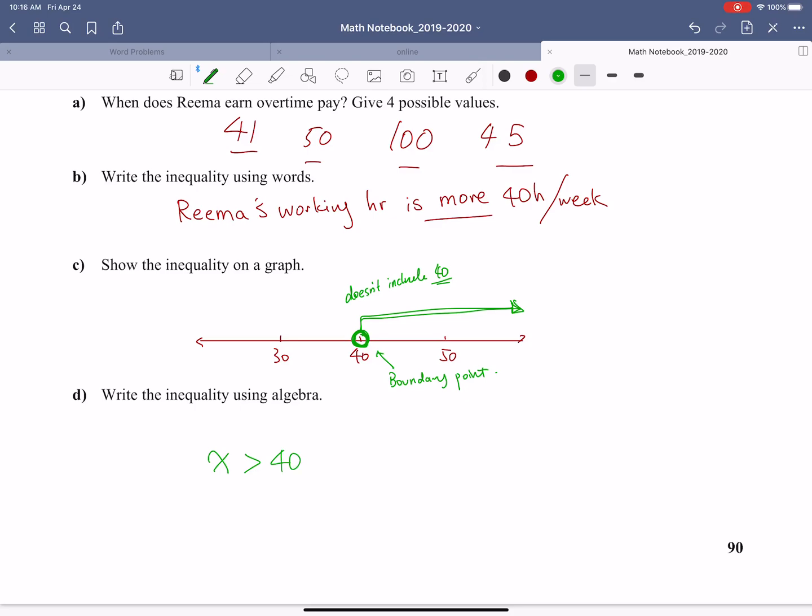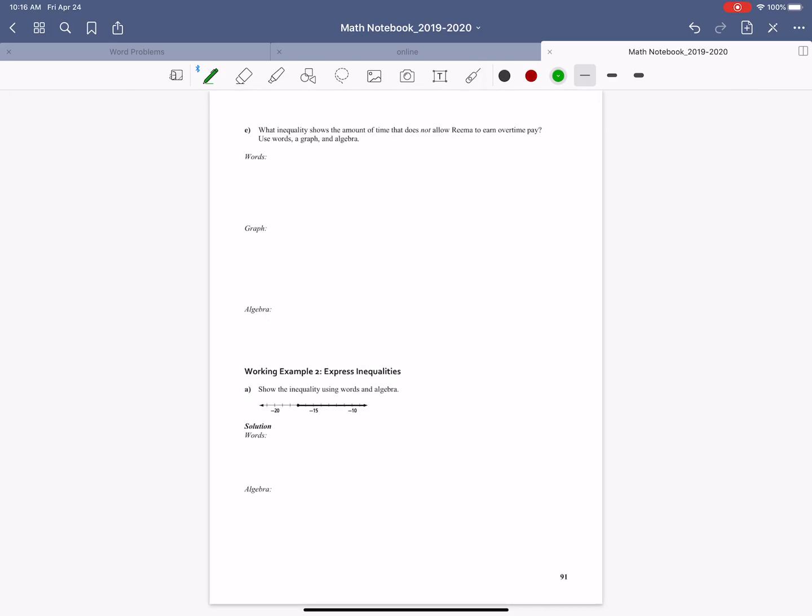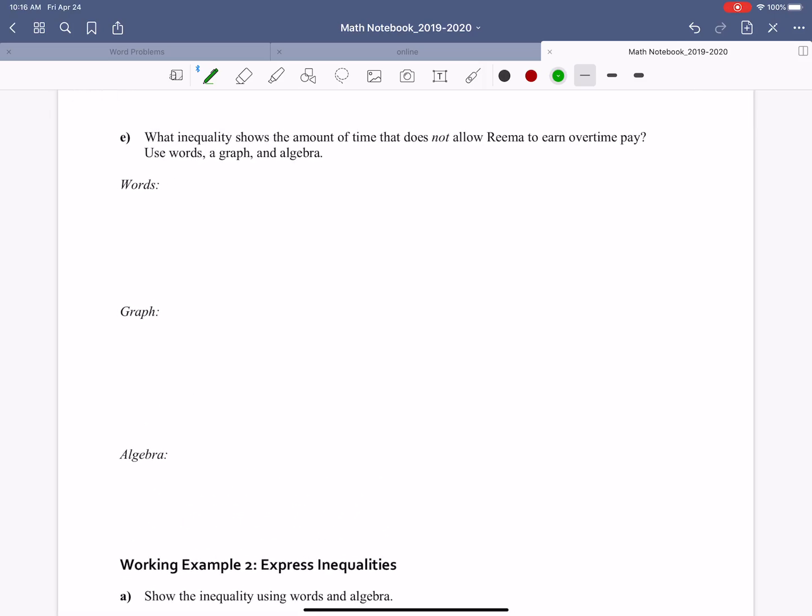That's it, okay? Next case scenario is what inequality shows the amount of time that does not allow Rima to earn. So, which means that she works less than 40 hours or less than or equal to, okay? So if more than 40 hours gives extra pay, then less than or equal to 40 hours will not let her get the extra pay. So words is basically this.